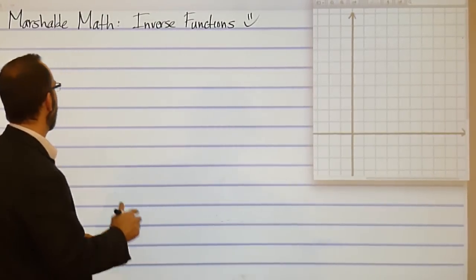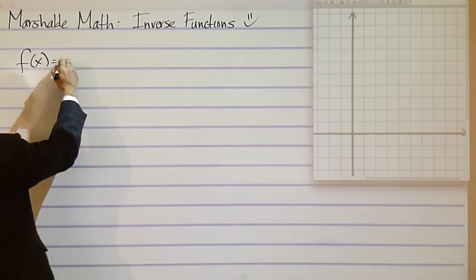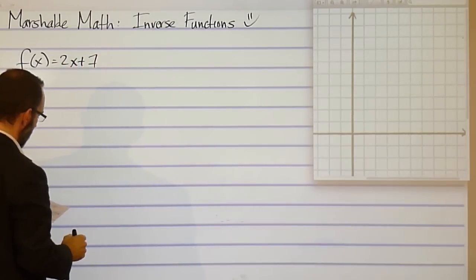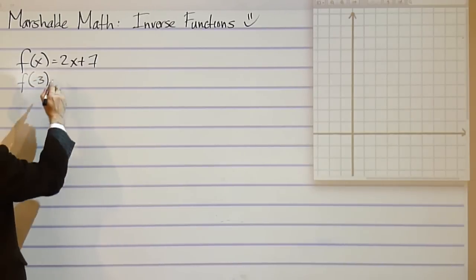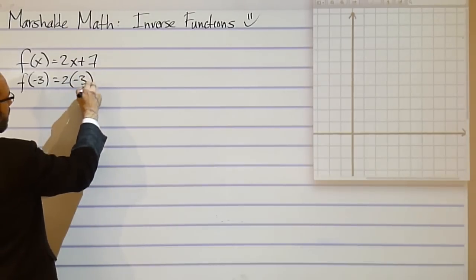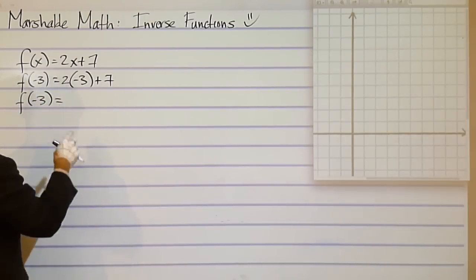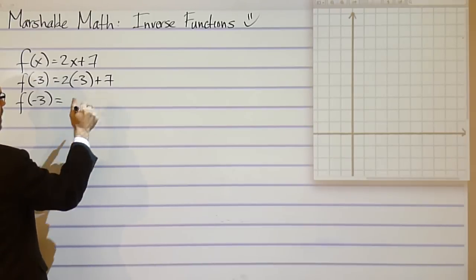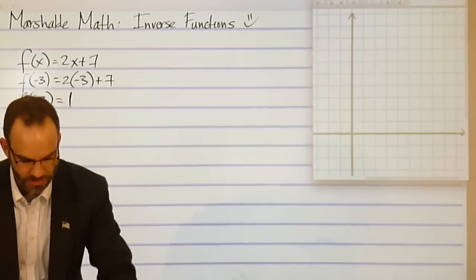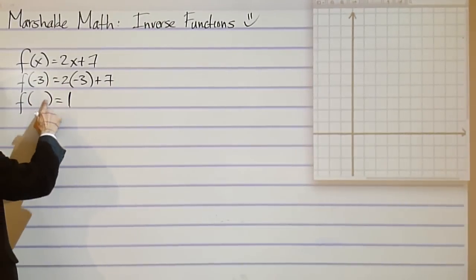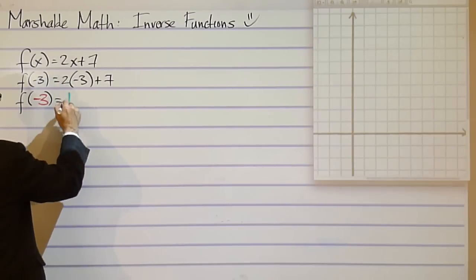So let's talk about an example now. Let's say that I had a function f of x, the ubiquitous name for a function, and let's say it's 2x plus 7. And I said, well, what if my input then was negative 3? What is f of negative 3? Well, that would be equal to 2 times negative 3 plus 7. And so then what is the output? f of negative 3 is equal to negative 6 plus 7. Is that not 1? Right? So what I've got here is an input of negative 3, and I've got an output of 1.